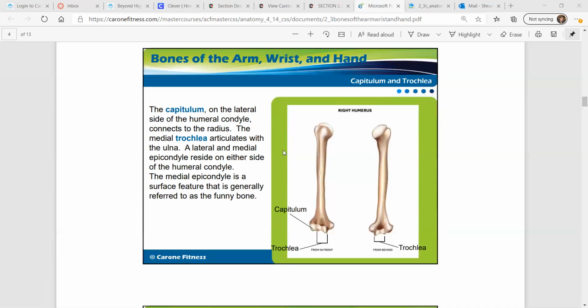The capitulum on the lateral side of the humeral condyle connects to the radius. The medial trochlea articulates with the ulna. So here you can see the trochlea and the capitulum. A lateral and medial epicondyle reside on either side of the humeral condyle. And that means a lateral and medial epicondyle are on both sides of the humeral condyle.